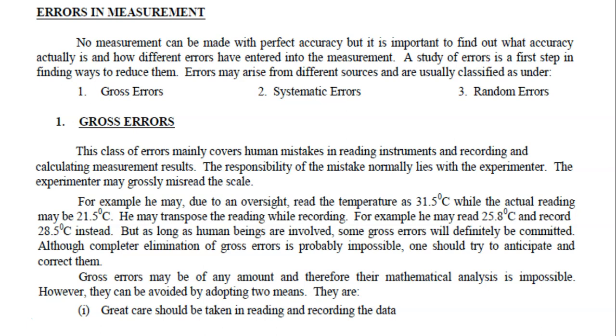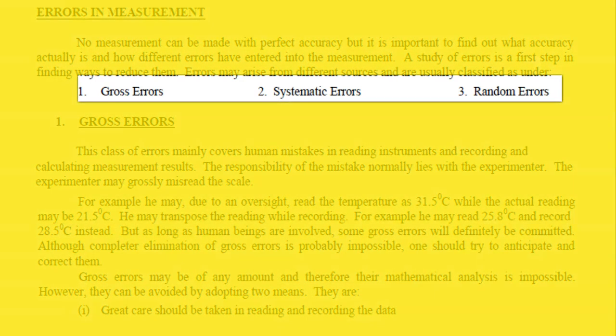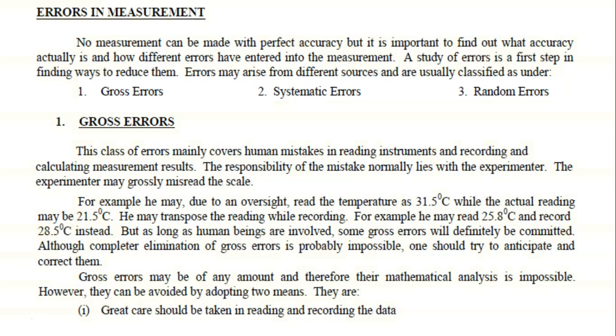Generally errors are classified into three types: gross error, systematic errors and random errors. When you're studying this topic, first you have to write about the cause, then you have to write about how you can avoid it. These two points should be there when you're explaining each type of error.